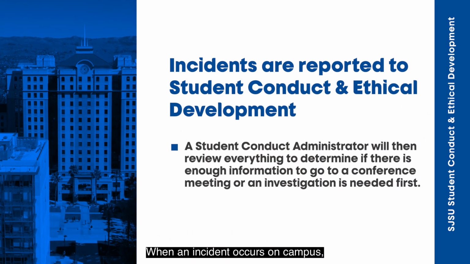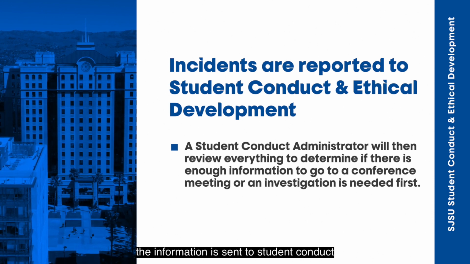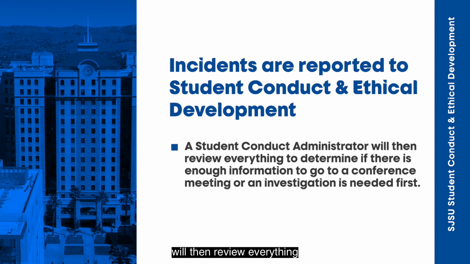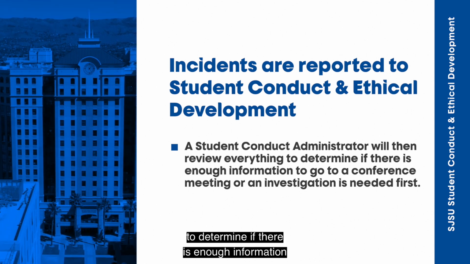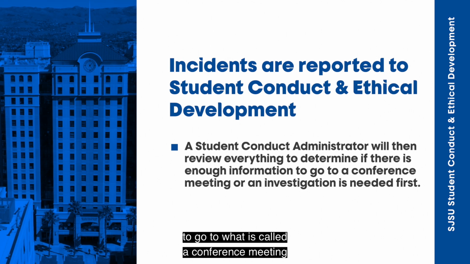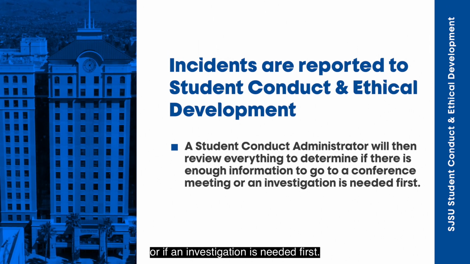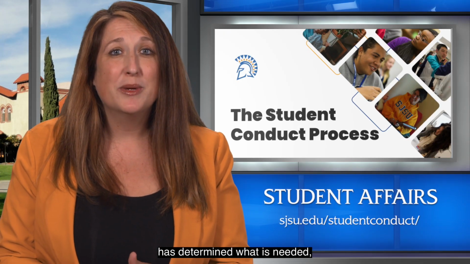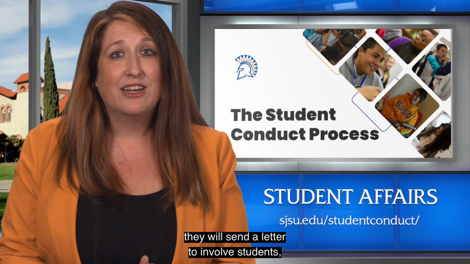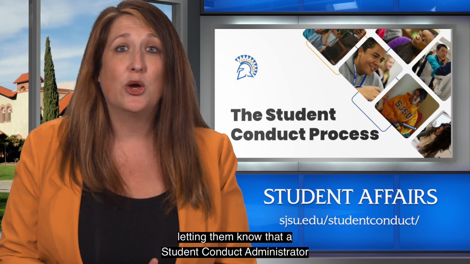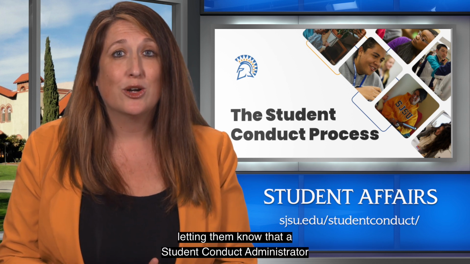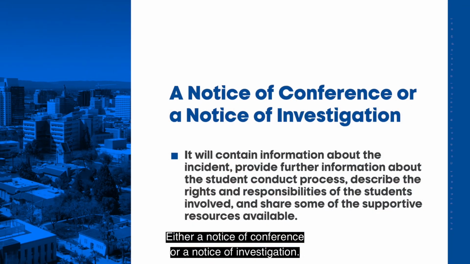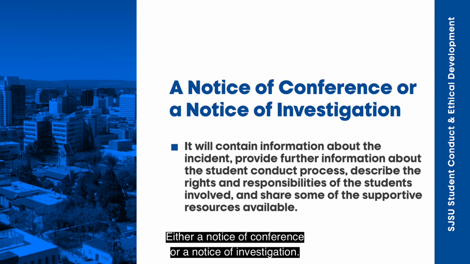When an incident occurs on campus, the information is sent to Student Conduct and Ethical Development. A Student Conduct Administrator will then review everything to determine if there is enough information to go to what is called a conference meeting or if an investigation is needed first. Once the Student Conduct Administrator has determined what is needed, they will send a letter to involved students, letting them know that a Student Conduct Administrator would like to meet with them. This letter is called a notice, either a notice of conference or a notice of investigation.